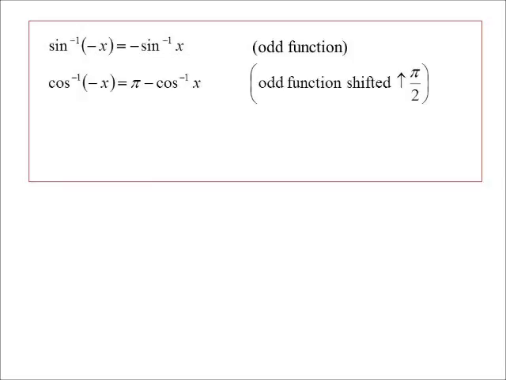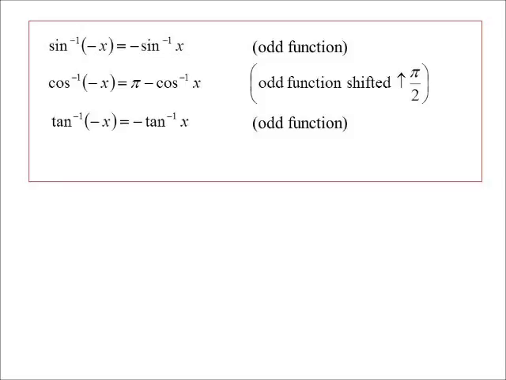Cosine, if you look at that curve, it doesn't have any symmetry about the origin, but it does around pi on 2. So you get this interesting relationship. It's not that the inverse cos of minus x is equal to minus the inverse cos of x. Because you've shifted the curve up pi on 2, it actually becomes pi minus the inverse cos of x. Because there's a shift for both functions. So odd function that's been shifted up pi on 2.